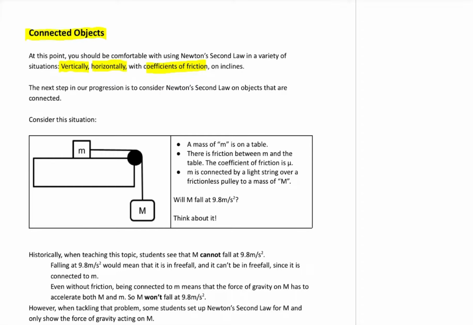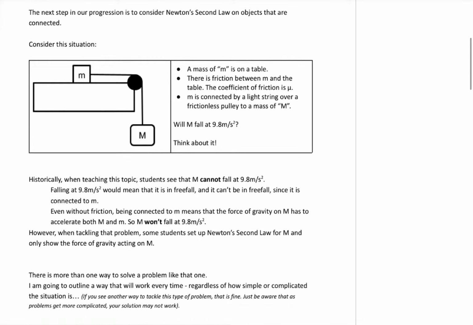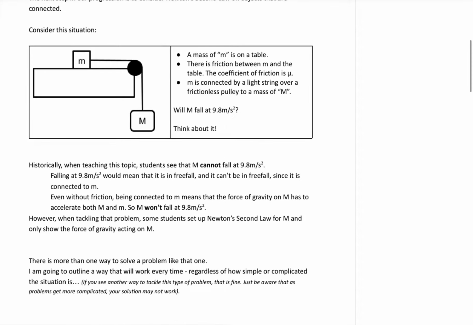And after last lesson's new stuff, you should be okay using F net equals ma when objects are accelerating up or down an incline. The next new piece will be cool because it'll backtrack and we'll add inclines to this, and we'll add coefficients of friction. But our next piece, connected objects, are kind of like that little graphic that I've shown here.